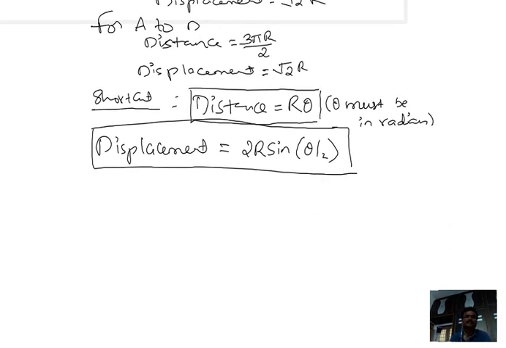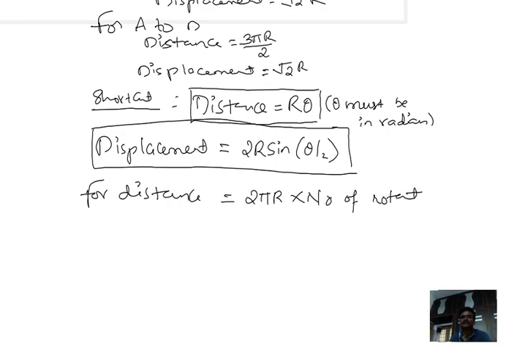So I'm writing, for distance: 2 pi r into the number of rotations. If it makes half revolution, you can take half also. If it makes a quarter, you can take a quarter also. If you do the same, you will get the distance value directly. So this is regarding the distance and displacement in the case of circular motion.